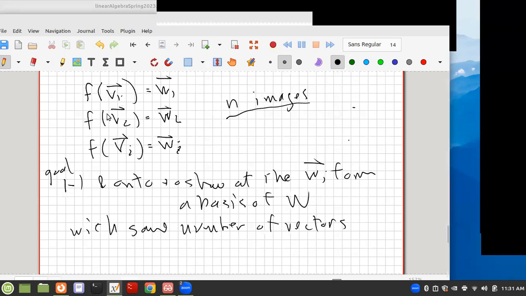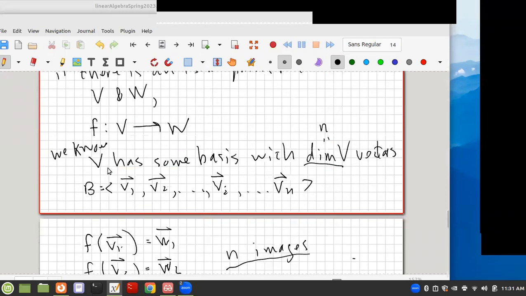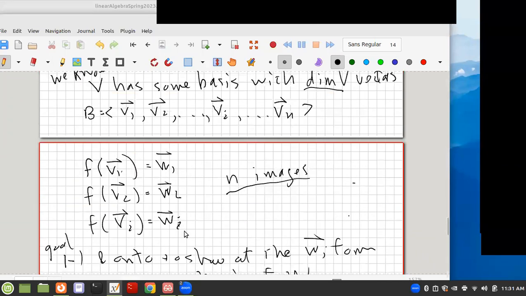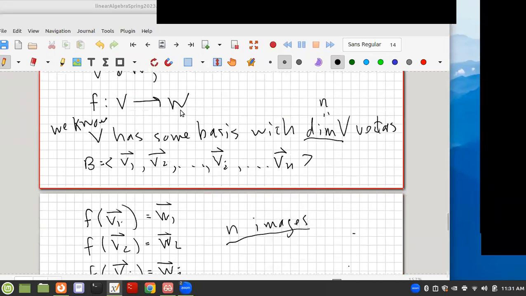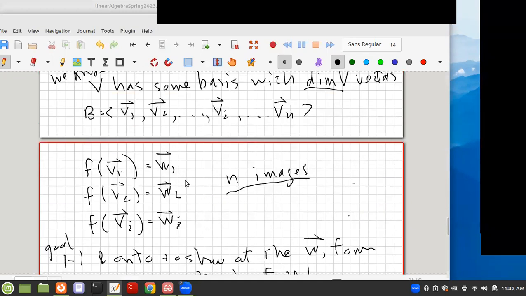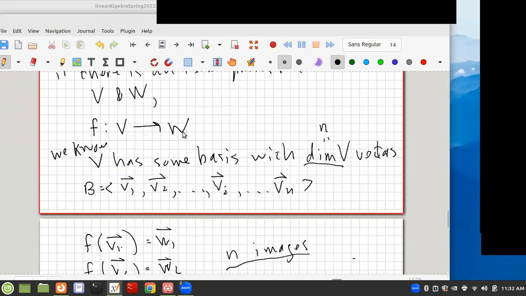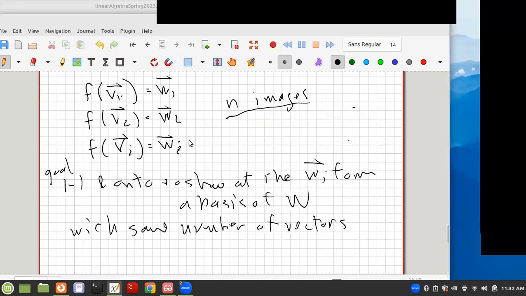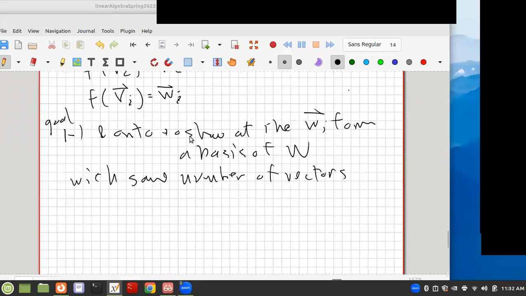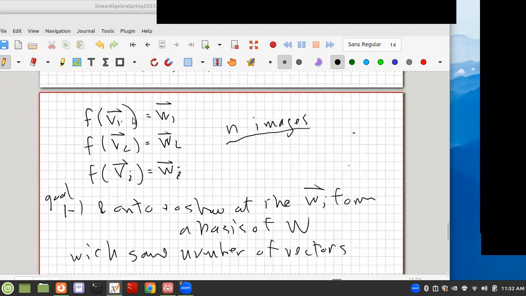So we've got a basis for V, right? And then we know that there are images. We want to show that these W's, these images, form a basis of W. We've got a basis of V that has n vectors, and to show these W's form a basis of W, we have to show that I can choose any vector in W and write it as a linear combination of these ones here.